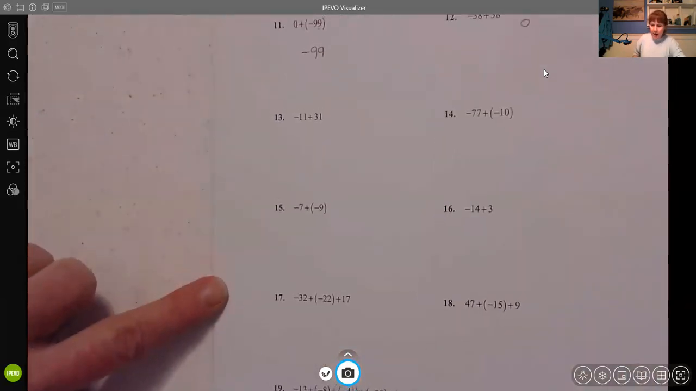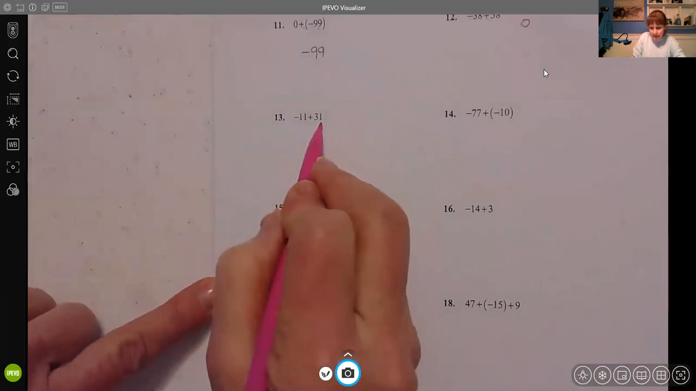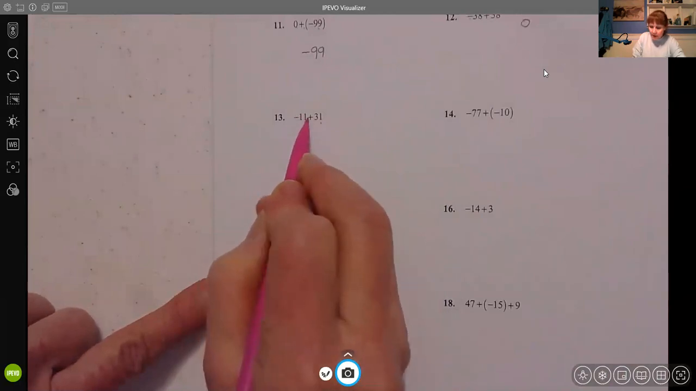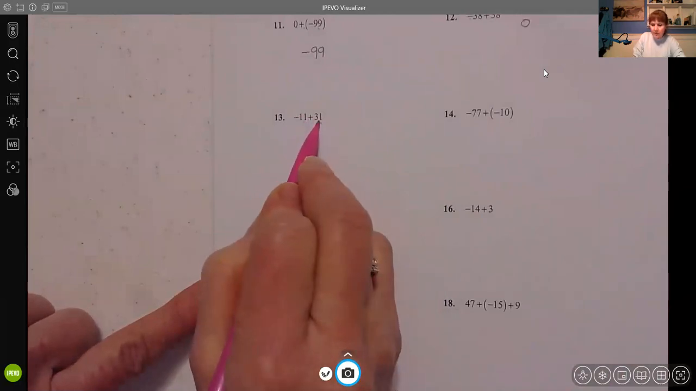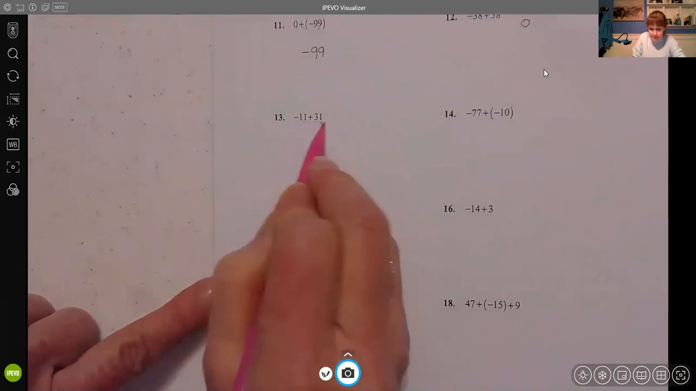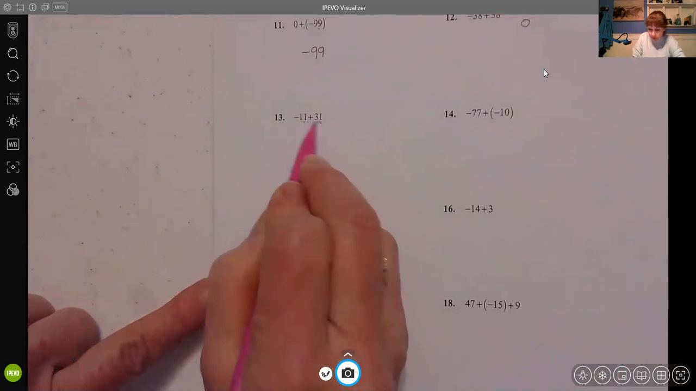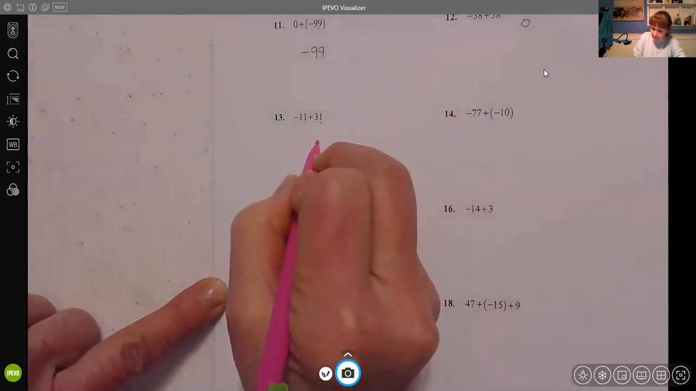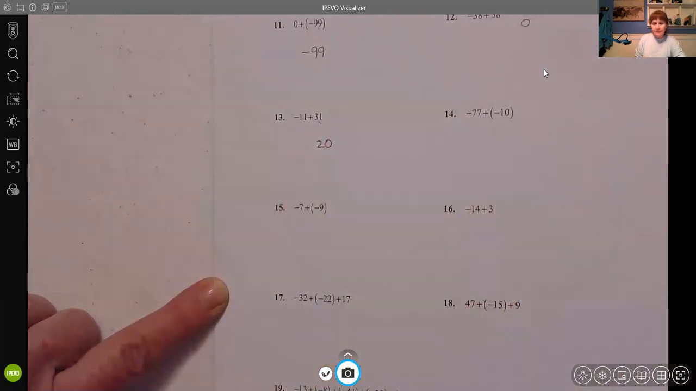Okay, here I have 31 positives, and I have 11 negatives. These are going to cancel out 11 of those. So what's left? You can always subtract them to see what would be left. 31 minus 11. I'm going to end up with 20 positives left over. Okay, positive ones left over.